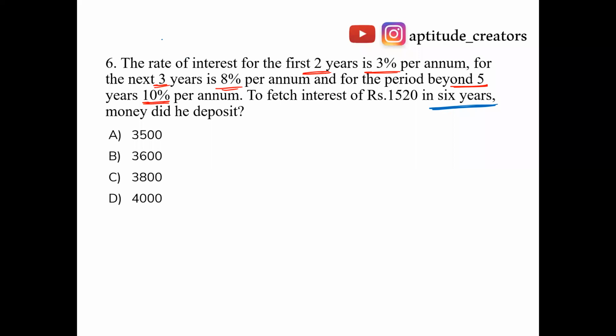No need to calculate by using the formula SI is equal to PTR divided by 100. It will take time in the exam. The person is not asking what procedure you have approached. Now here the shortcut trick is: 3% per annum for 2 years, we can say 6%. Correct.